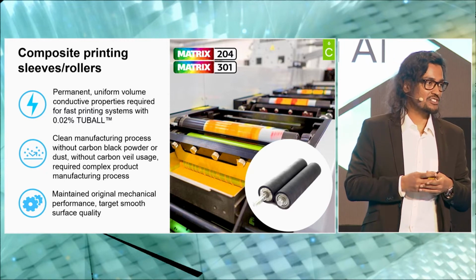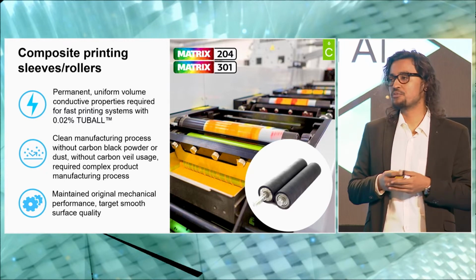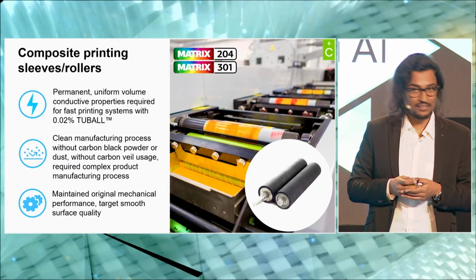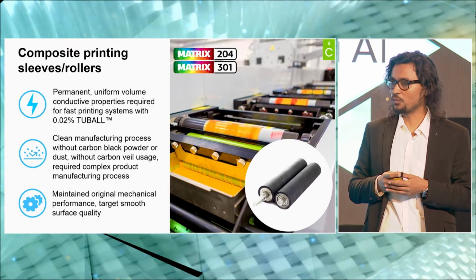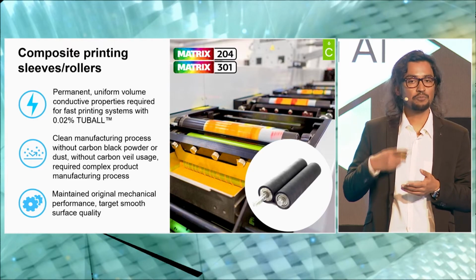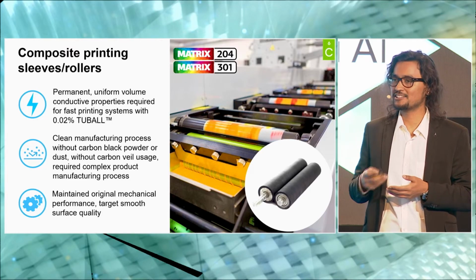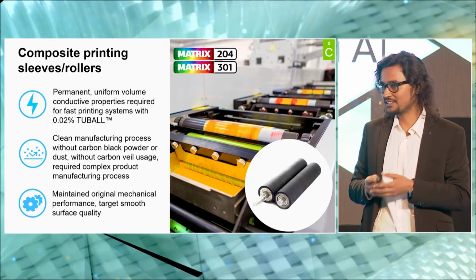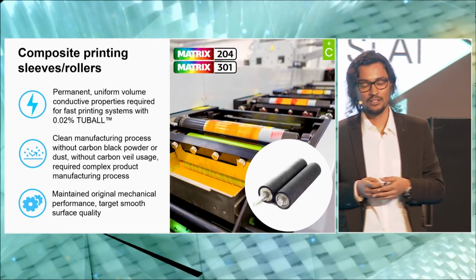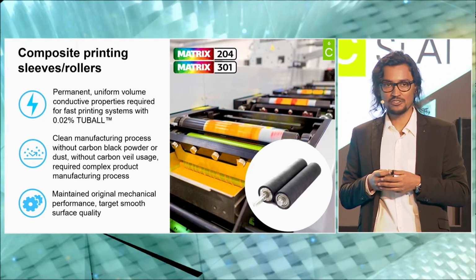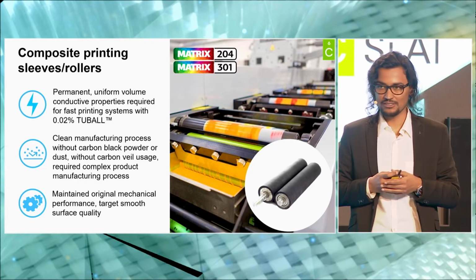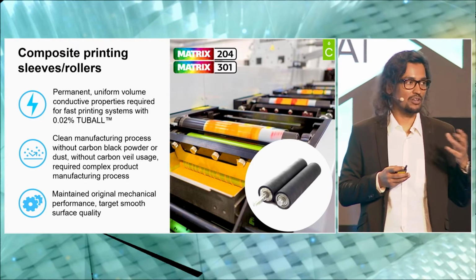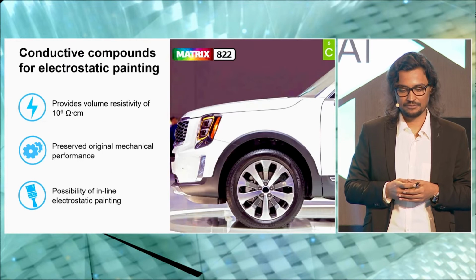One very important market for us is printing rollers, where conductivity is really, really important, since sometimes we use solvents to print. These printing rollers roll at an extremely high speed, and it's more and more important right now to have these rollers as conductive. With Tubal nanotubes, it's possible to make extremely conductive rollers in a clean production and at the same time have color also on the surface.